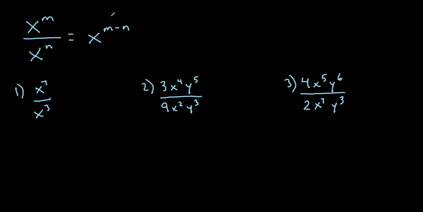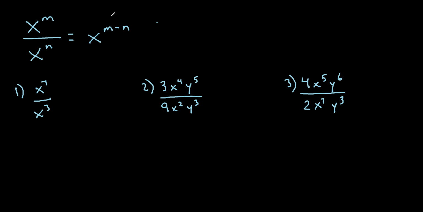In this video, I'll explain how to use the quotient rule of exponents. So the quotient rule of exponents says this: if we have some number x raised to the power of m, and we divide it by the same number x raised to the power of n, we can actually just simplify this whole expression to x to the power of m minus n.